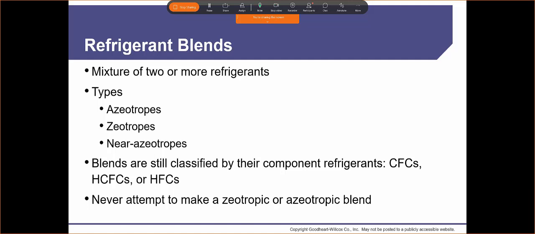Well, the reason is if I were to charge a system with R22, it's its own single blend. I can charge that system as a vapor. I'm going to release vapor refrigerant into the low side, and we're going to charge up the system.